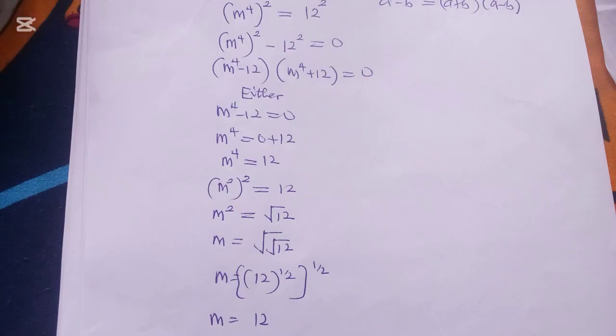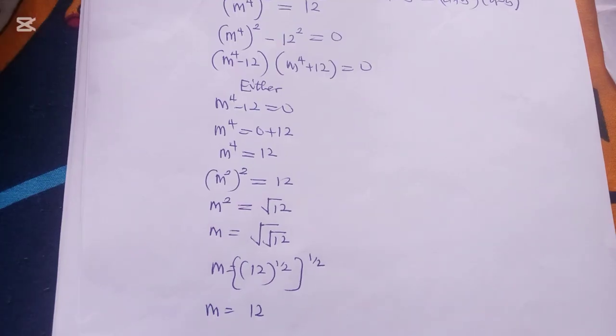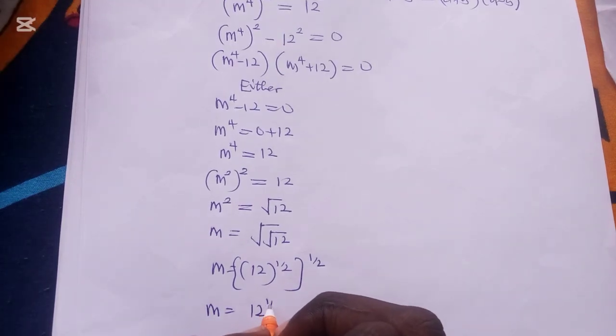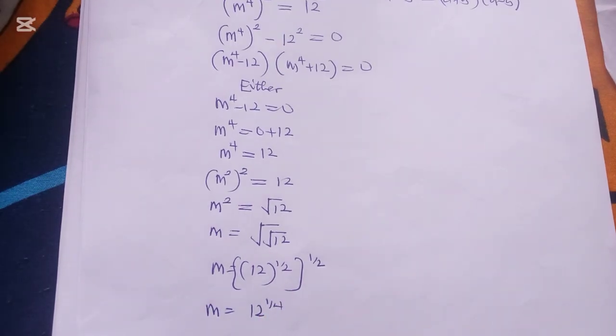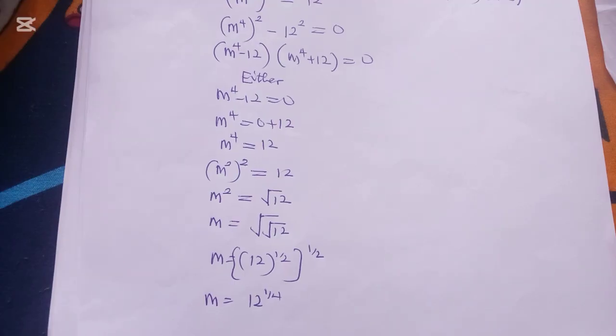And remember, having two powers, we apply the power law of indices. Then we say half times half, which is 1 upon 4. So therefore, we can say the value of m automatically becomes 12 raised to the power 1 upon 4. So this is the value of m that we have to find in regards to the problem that we are given.